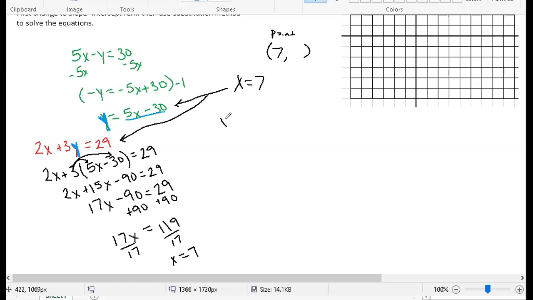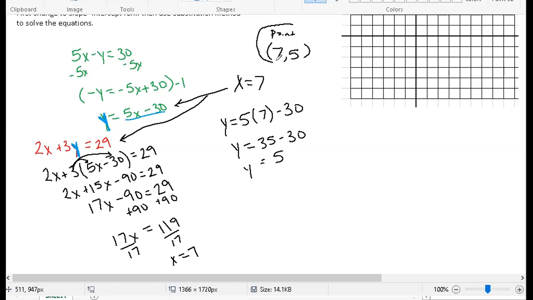So y is equal to 5 times x, and I know that x is 7, so 5 times 7 minus 30. 5 times 7 is 35. So 35 minus 30 is just y equals 5. So now I know my y, and I can put that in right here. And so this is my solution.